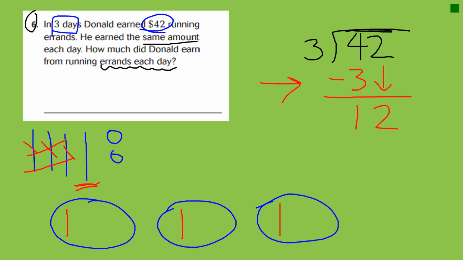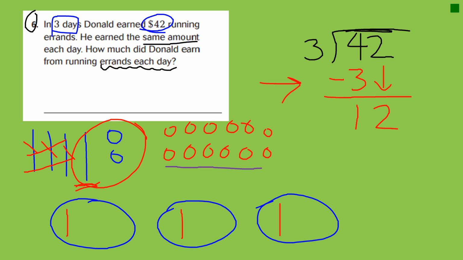So we have a 10 and 2 ones left that we are going to break apart into ones. 1, 2, 3, 4, 5, 6, 7, 8, 9, 10, 11, 12. I wrote those since there's only 12, right? I won't get a hand cramp doing that. Okay, so let's separate these 12 ones. 1, 2, 3, 4, 5, 6, 7, 8, 9, 10, 11, 12.